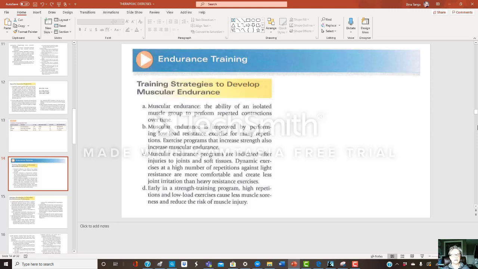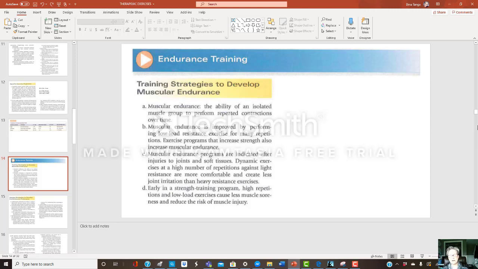Okay, endurance training strategies to develop muscular endurance. Muscular endurance, the ability of an isolated muscle group to perform repeated contractions over time, is improved by performing low resistance exercise for many repetitions. Exercise and programs that increase strength also increase muscular endurance. Let me repeat that. Programs that increase strength also increase muscular endurance.